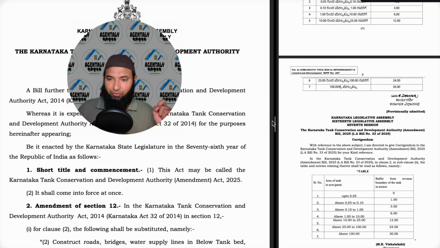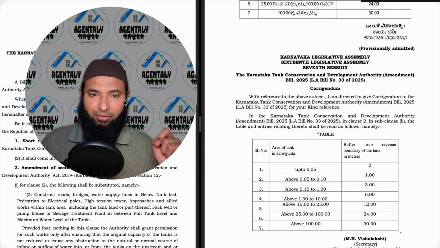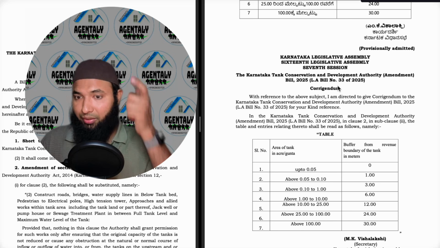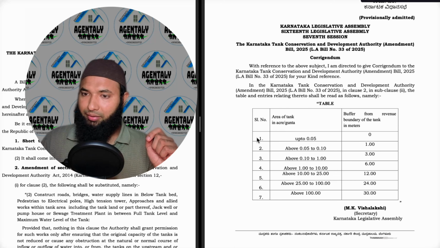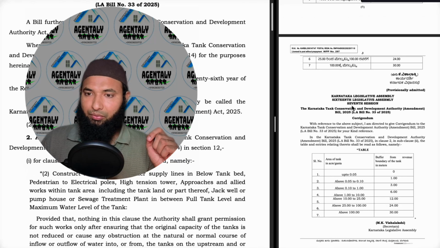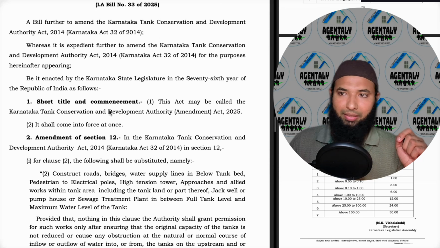Let me first show you. This is the corrigendum which has been published. I guess I got this only today. Maybe it was published very few days back, or today only. I'm not sure, there is no clarity on the date here. So let us keep this aside. First, we need information and understanding on the Act.